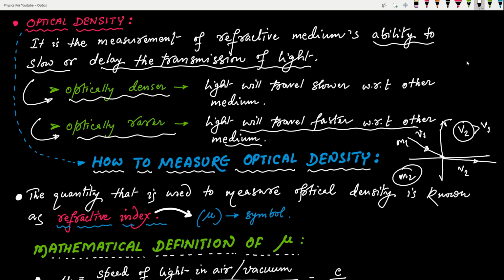It is how the light travels, or how the velocity is affected, that determines whether the medium is optically denser or optically rarer. I hope the concept is clear. If you haven't taken down the notes, then pause the video and take the notes. Now let's move on to our next concept, that is, how to measure optical density.